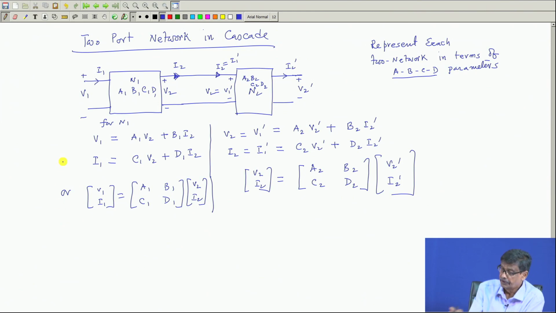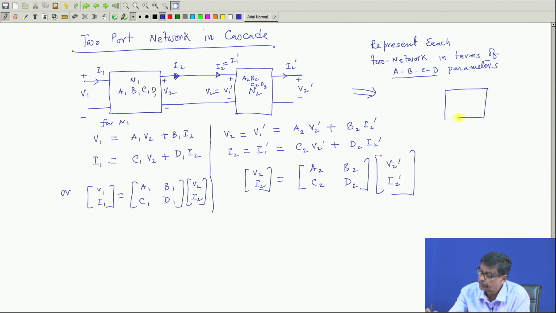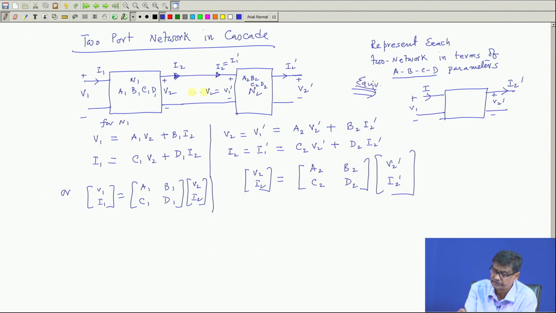So, if you want to get the overall structure, suppose I want to replace this whole thing by a simple 2-port network, that is, this is I 2 dashed, this is plus minus V 2 dashed, and here you have applied V 1 and this is the current. This is the equivalent. That is, I can represent these two cascaded 2-port networks as a single 2-port network equivalent.